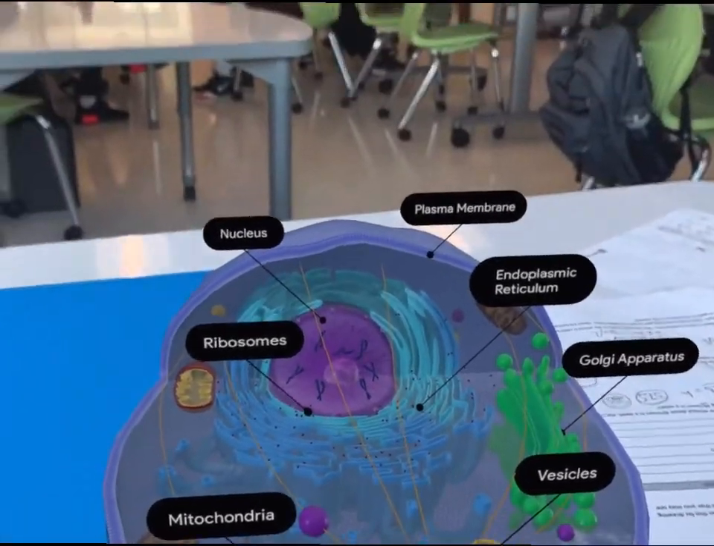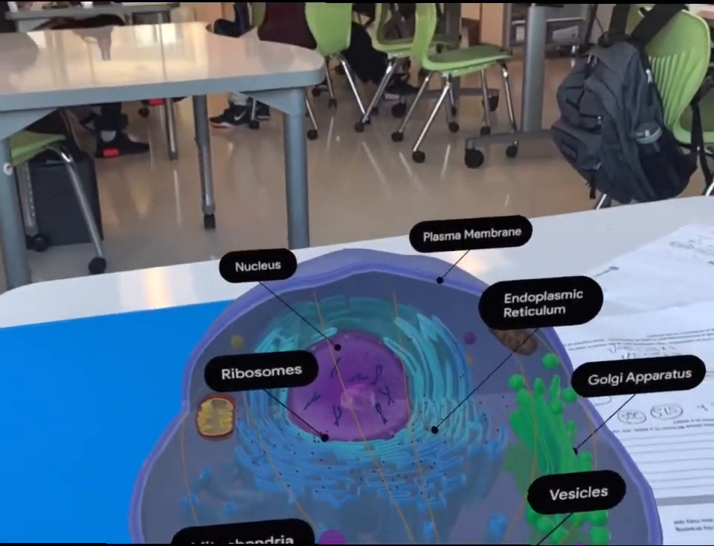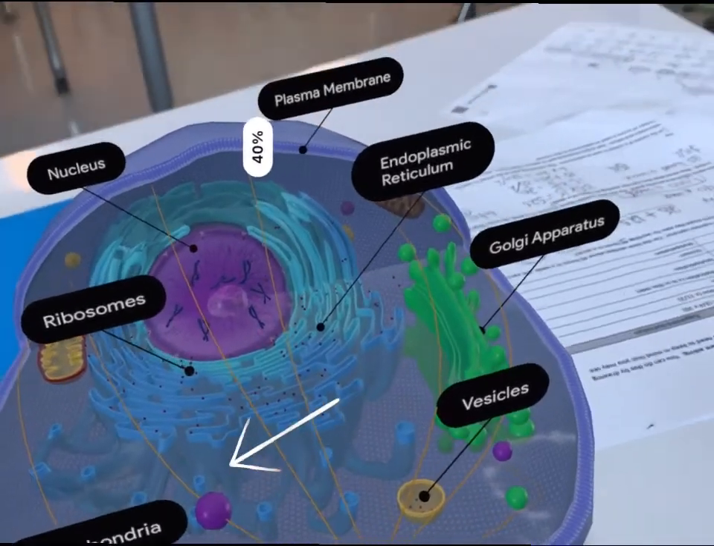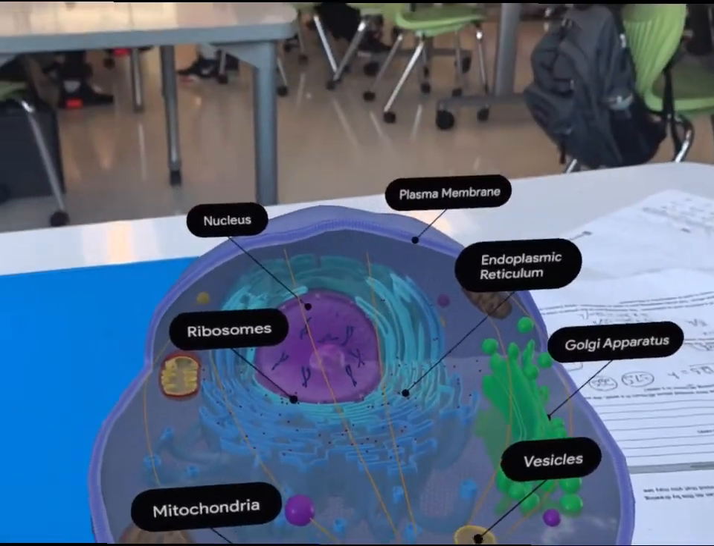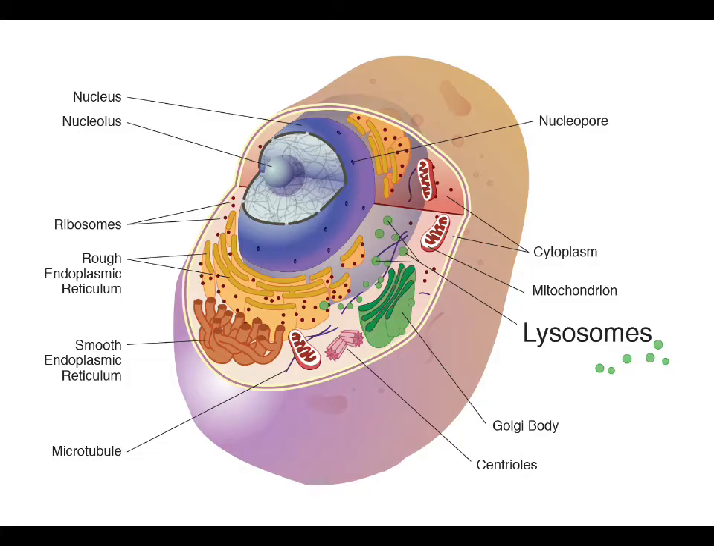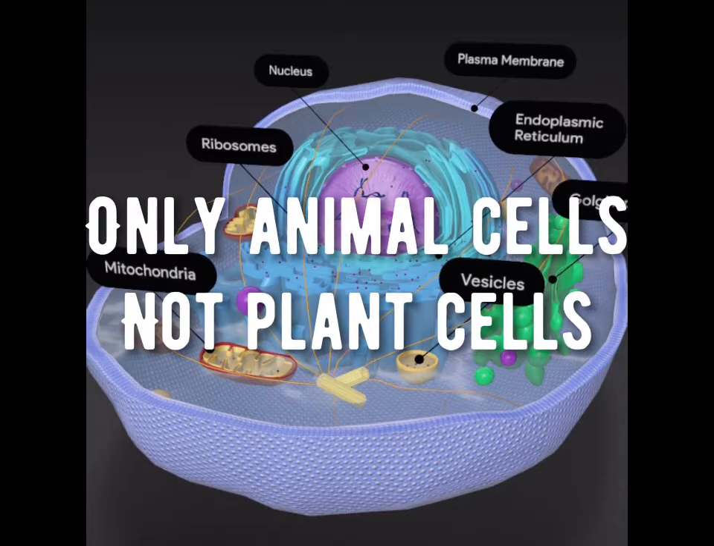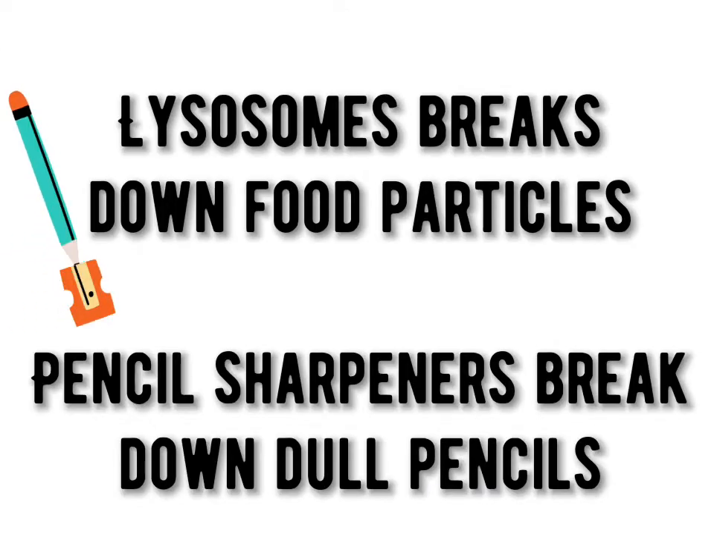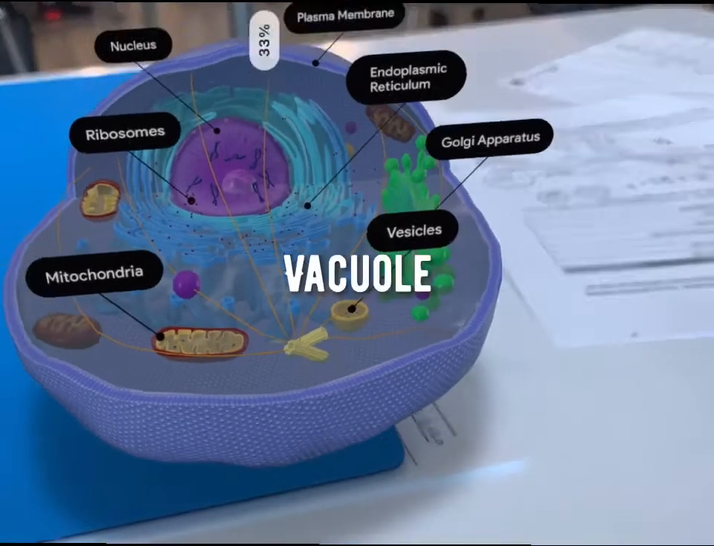Although it isn't labeled on this diagram, I think lysosomes are the purple circles in the cell. Either that or the green circles near the Golgi apparatus. They're either flowing freely in the cell or attached to the Golgi apparatus and are only found in animal cells, not plant cells. These are like the top of pencil sharpeners. They break down food particles and waste, and pencil sharpeners break down the unneeded or dull parts of a pencil.